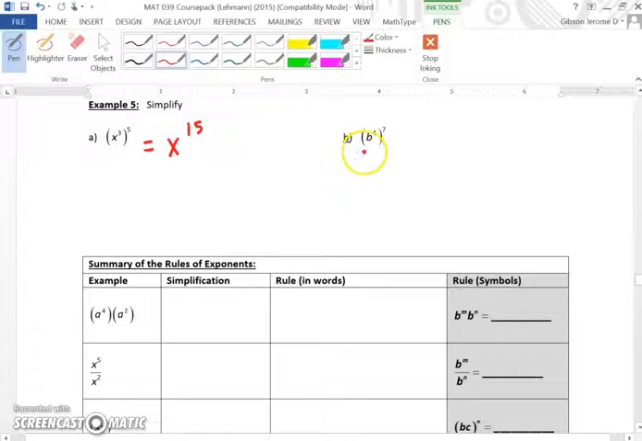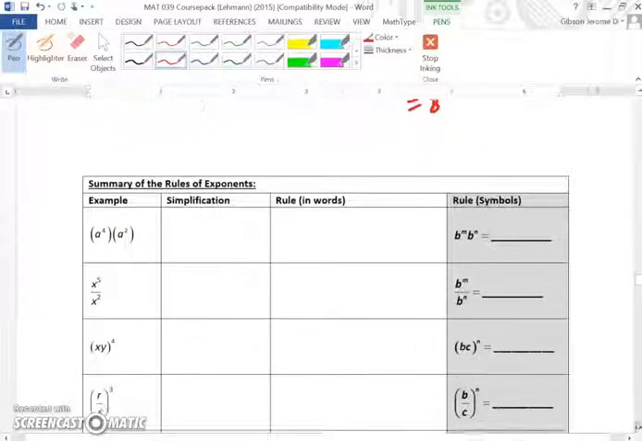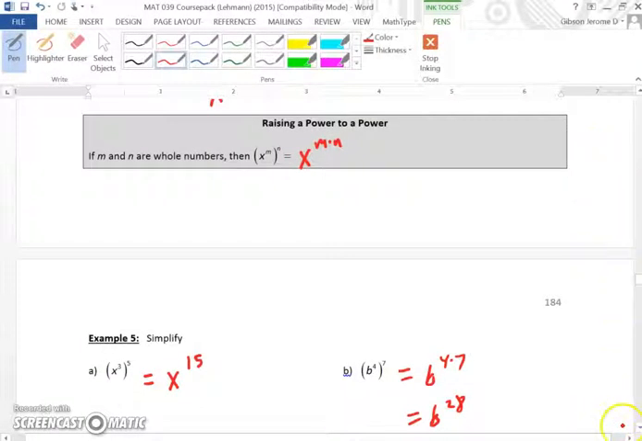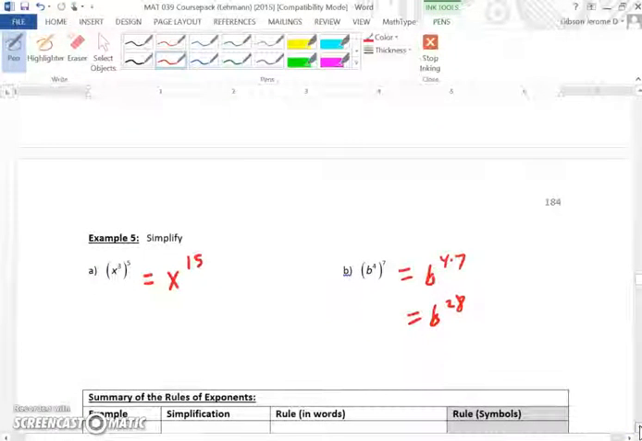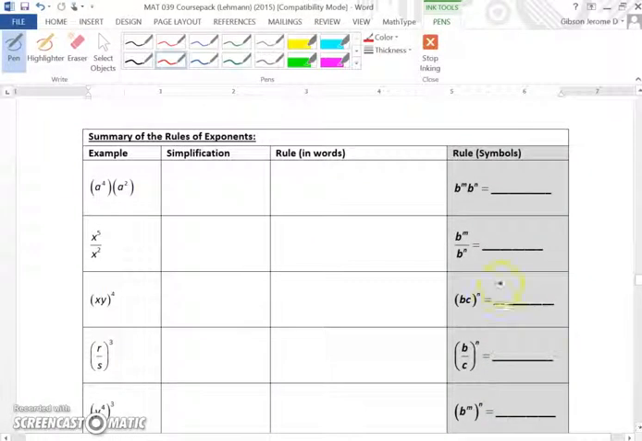Now we go here to b. We have b to the 4th to the 7th. We know that would be the same as b to the 4 times 7, which is b to the 28th. And that will be our final answer. Now we come down here to this table. It says the summary of the rules of exponents. Now we want to simplify, put the rule in words, and then do the rule in the symbols.